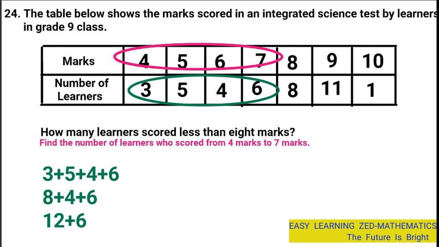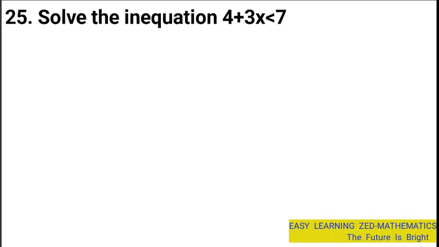Okay, now let's go to question number 25. Question 25 was as follows. Solve the inequality 4 plus 3x is less than 7. Okay, so what I'm going to do is write the inequality down here, which is 4 plus 3x is less than 7.